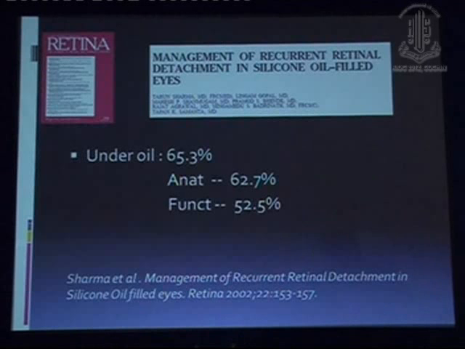How do these patients do? At Shankar Nethralaya, there was a wonderful study done back in 2002 where about 117 patients were analyzed. Almost 60% of the patients had surgery under oil, and they all did very well, with a good anatomical success rate of about 62% and a functional success rate of 52.5%. That is well comparable to other recurrent surgeries where the oil was removed.